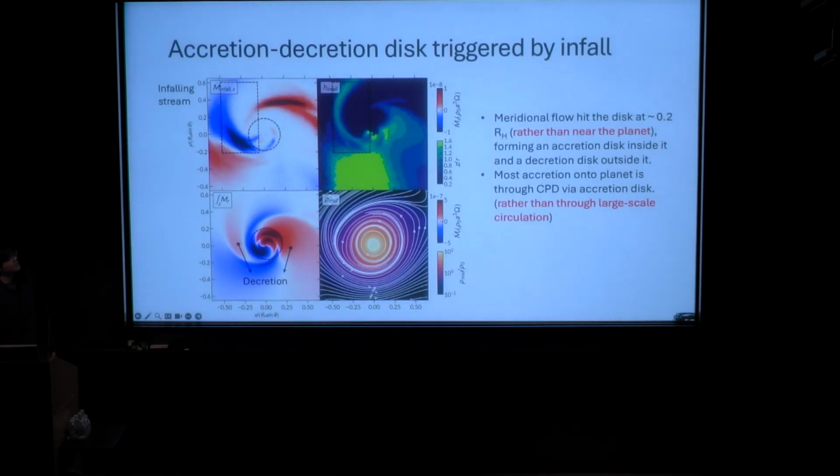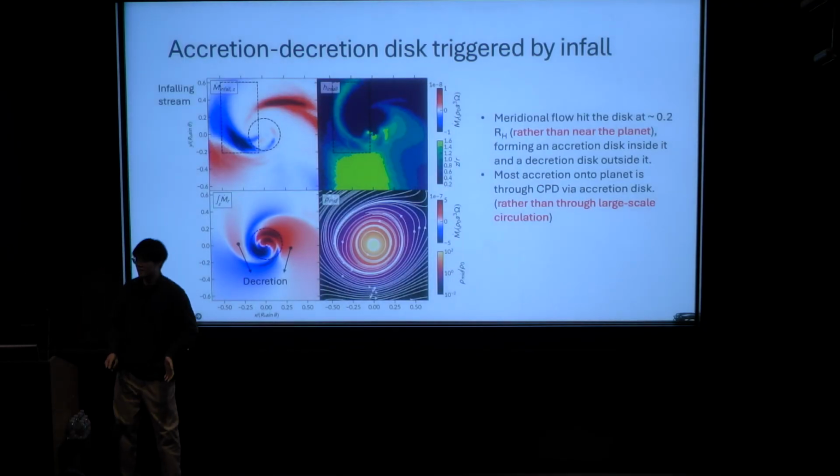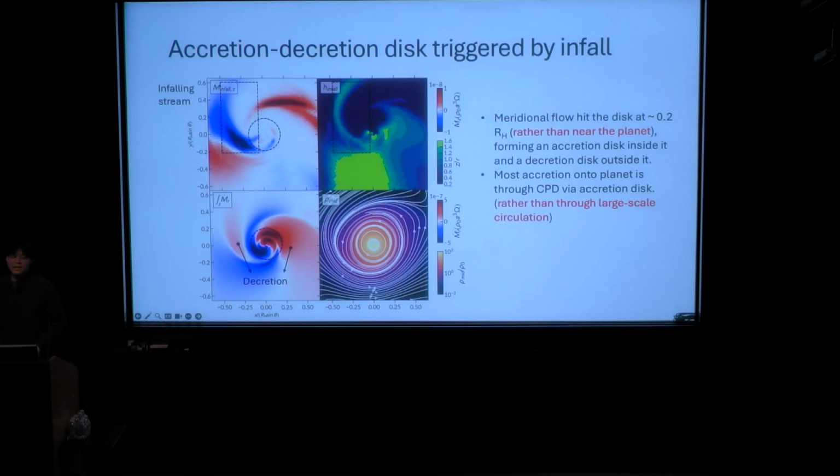Taking all these together, we can construct a picture of CPD. Meridional flow dredged from the protoplanetary disk hits our CPD at around 0.2 Hill radius rather than right at the planet. That forms an accretion disk inside it and a de-accretion disk outside it. Since at the planet vicinity we don't see any vertical infall, we conclude that most accretion onto the planet is through the CPD rather than the large-scale circulation.